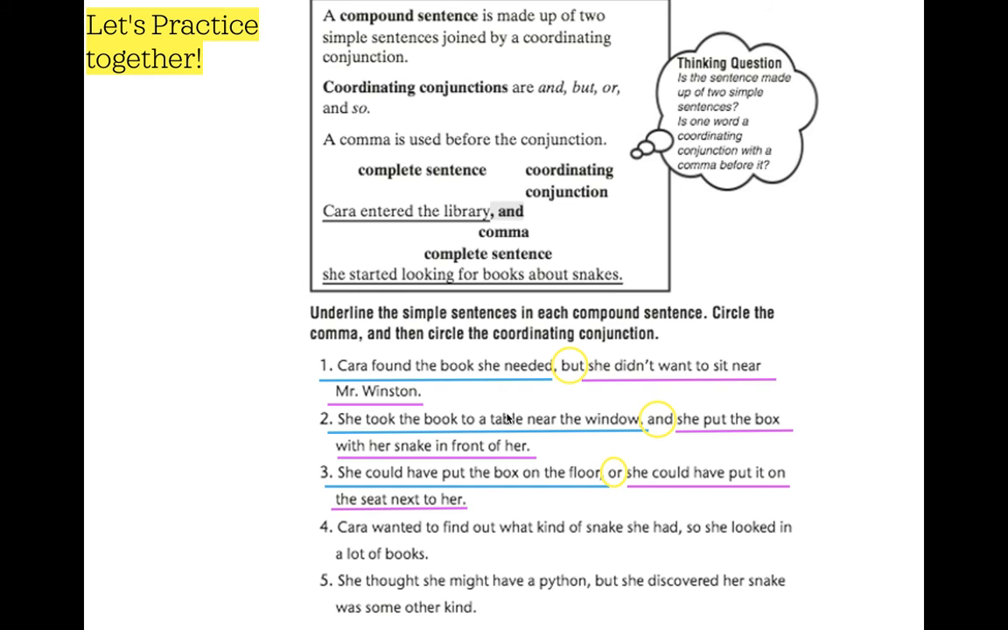Kara wanted to find out what kind of snake she had, so she looked in a lot of books. First sentence, Kara wanted to find out what kind of snake she had. Okay, if we took out the comma and the so, that sentence could stand by itself. And then she looked in a lot of books could be by itself as well. She thought she might have a python, but she discovered her snake was some other kind. So she thought she might have a python could be its own sentence. But the comma gets circled because that's the conjunction. And then she discovered her snake was some other kind would be the last sentence.